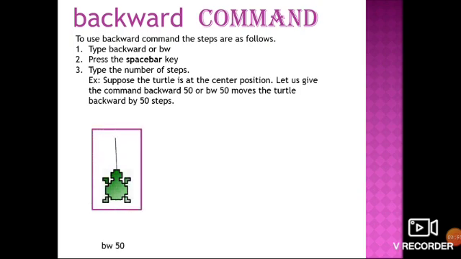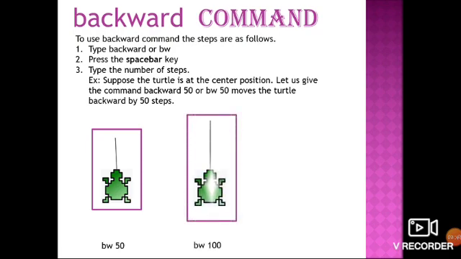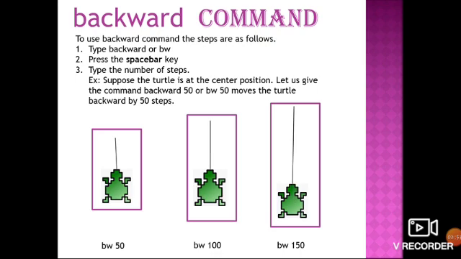Example you can see here. Now in the earlier one you have seen that the turtle was at the top and the line was at the bottom. Now the turtle is moving in the backward direction, so the turtle is at the bottom and the line is above. Similarly, we have backward 100. Here the turtle is moving backward by 100 steps, and here children, we have backward 150 where the turtle is moving backward by 150 steps.